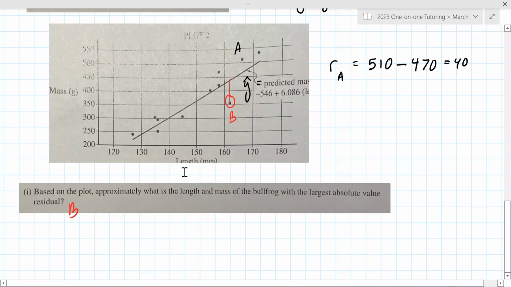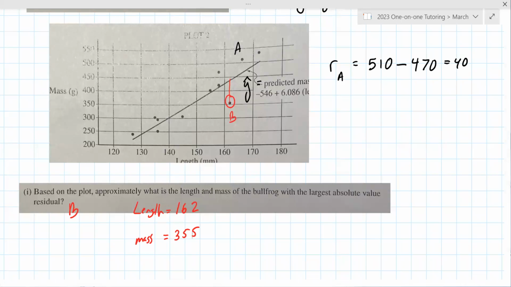Now they're actually asking you to say, for point B, and I don't know if you have the data, but you'd want to say that the length, or the X, is 162 maybe, and the mass is 355 maybe. Yeah, they didn't give too much of the data. They just gave you the graph pretty much. So you're just estimating that. Any questions on that? No. Great.